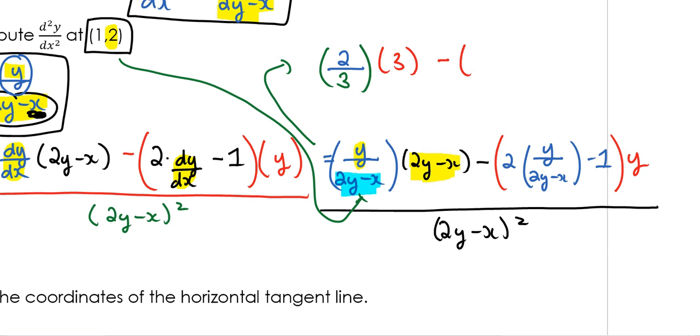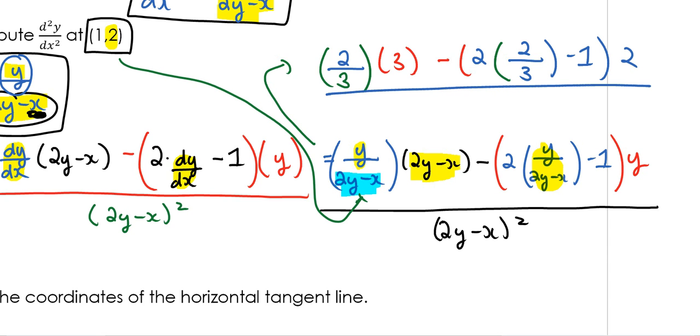Then I have my bracket here with my 2, and then another bracket here. This expression right here, the y is going to be a 2 there, and the denominator is going to be 4 minus 1, which is going to be 3. Minus 1 times y, which is 2, all divided by, okay, so if I plug in the point (1, 2) on my denominator there, I get what? 4 minus 1, which is 3. 3 squared is 9. Okay, so I have a 9 on my denominator there.